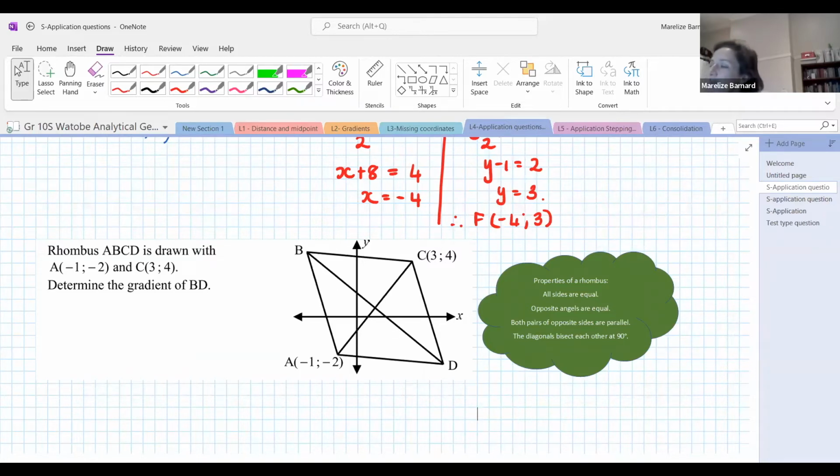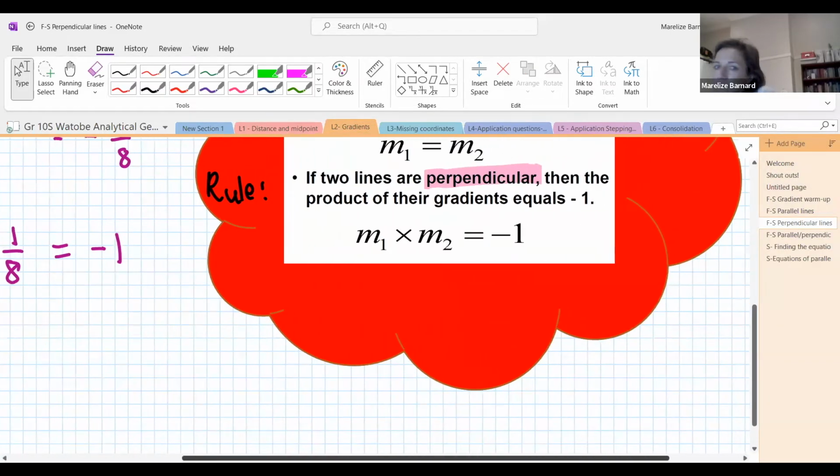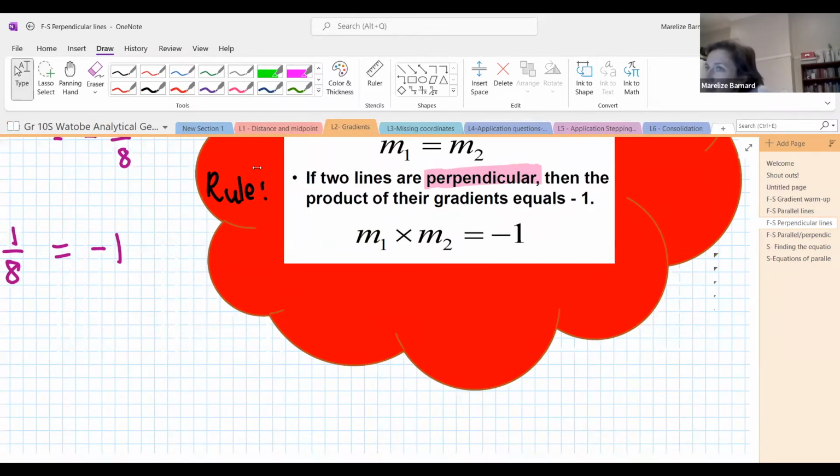They don't have a gradient of -1. What must we do with the gradient? Here in this big red bubble, it shows that you multiply the gradients. They are not equal. Write this down somewhere, grade 10s, because I think you all have forgotten this.